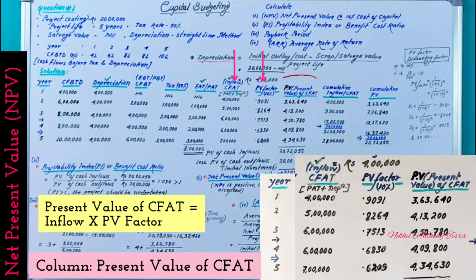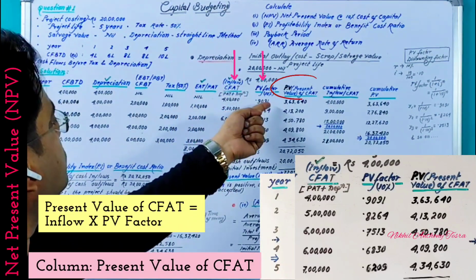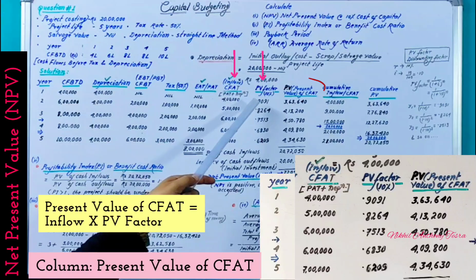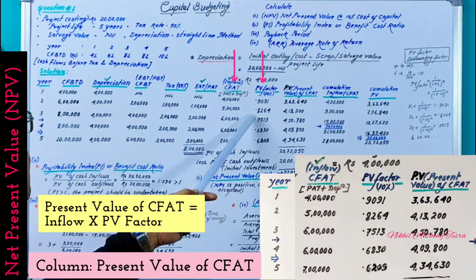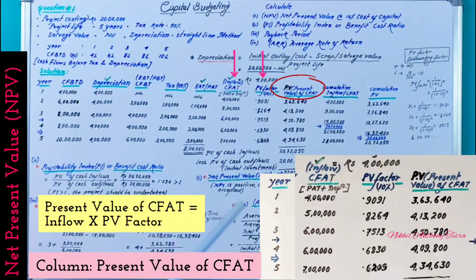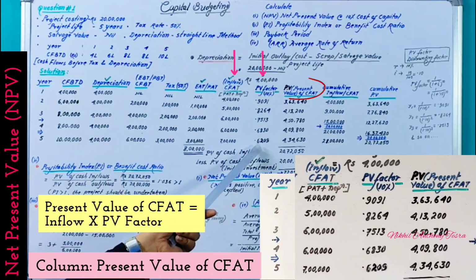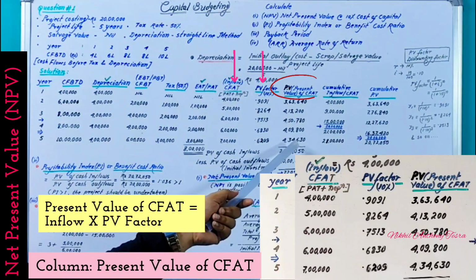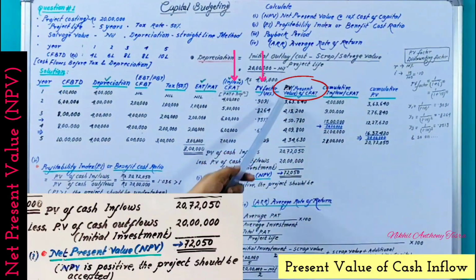Now, to calculate the present value, simply multiply the cash flows after tax by the PV factor. So 4 lakhs into this, it comes to 3,63,640. 5 lakhs into 0.6824 comes to 4 lakhs 13,200. 6 lakhs into 0.6830 is 4 lakhs 9,800. 7 lakhs into 0.629 comes to 4 lakhs 34,630. So adding these, you will get the present value of cash inflow.